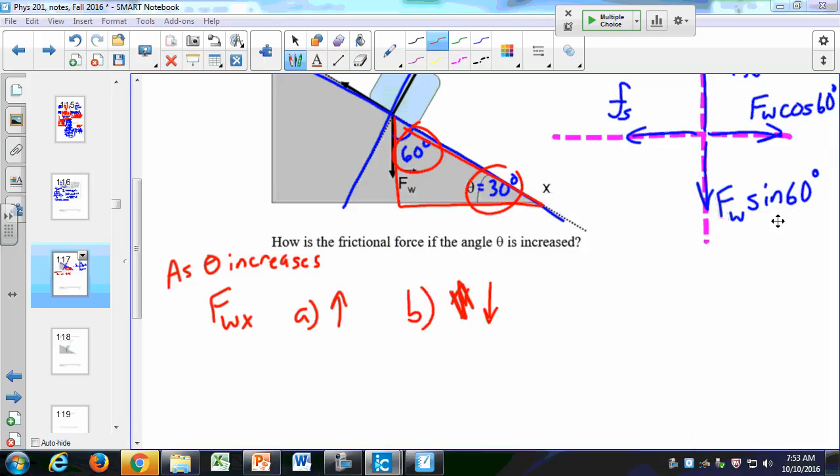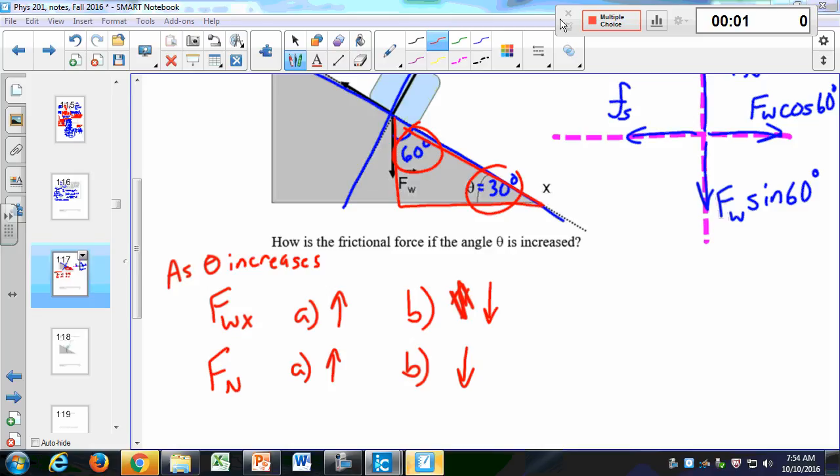We'll come back to that, but also let's think about what happens to the normal force. This is a little more intuitive, I think. Does the normal force, as theta increases, go up or go down? Remember, the normal force is the force that pushes on the block from the surface. And when we're talking about theta increasing, I'm talking about this angle. So as this thing comes up, does the normal force increase or decrease? I'm going to stop at 32.